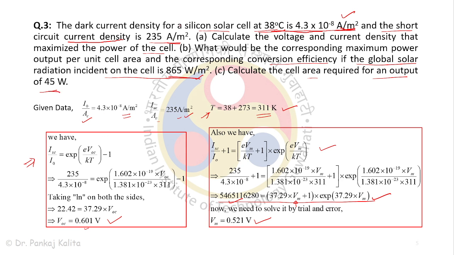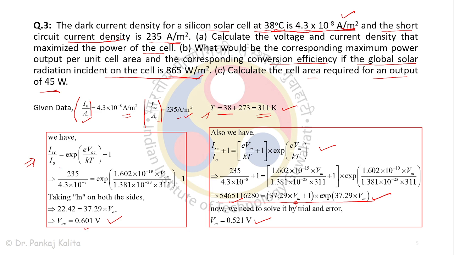Okay, so what is given in the question is your dark current density, so I naught upon AC is given, current density ISC upon AC is given, and your temperature is given. Now voltage and current density corresponding to the maximum power. So VM and IM have been asked, right?